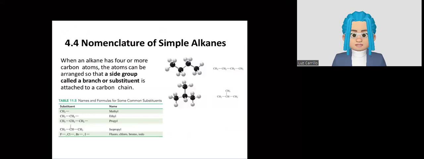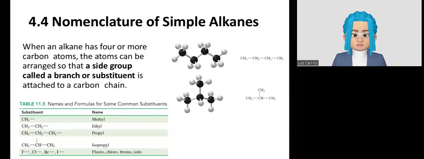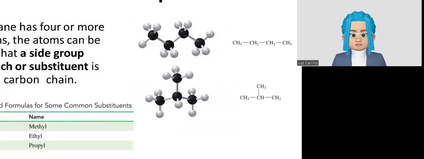Now we are going to go over section 4.4, which is where we're going to learn how to draw and name alkanes. When it comes to alkanes, it is important to note that alkanes, as we recently saw, can be just a straight chain of carbon atoms. And if we observe the molecules that we have on the right side of the slide, we see the ball and stick model for butane.